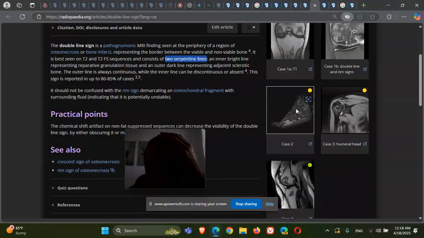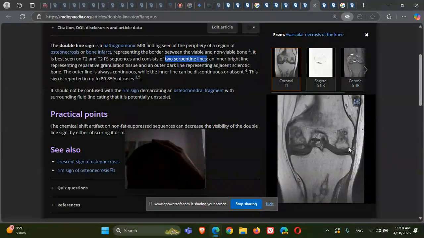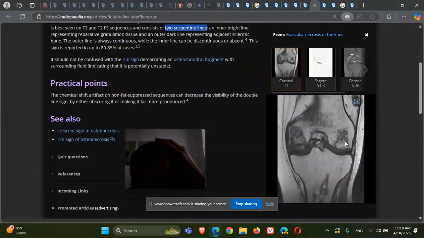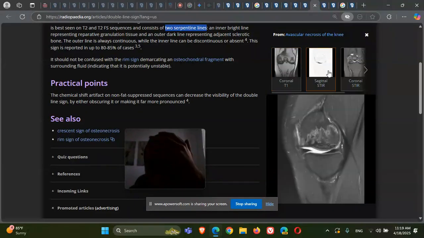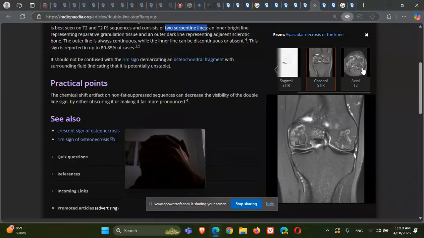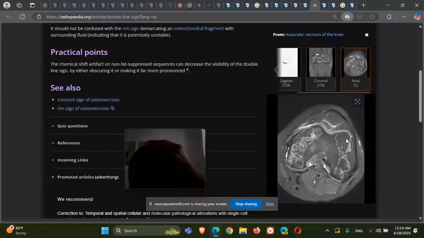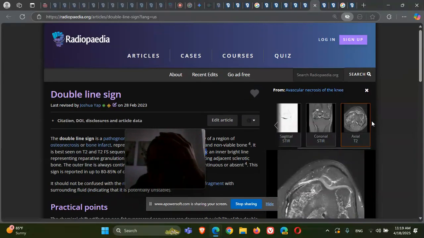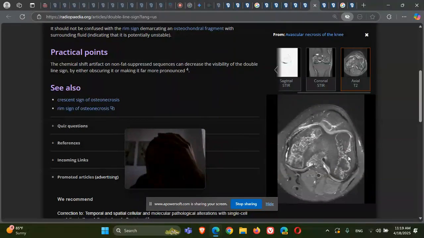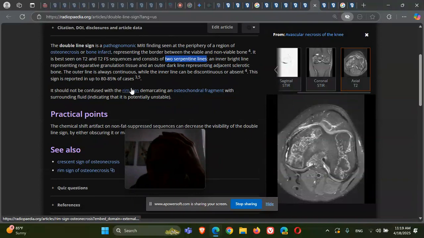Now, it's not very easy to see, but let's call it inner bright line and outer more dark line. It should be on T2, so let's look at STIR, axial T2, inner bright line and outer more dark line. It's not very easy to see. You need not to confuse it with the rim sign.